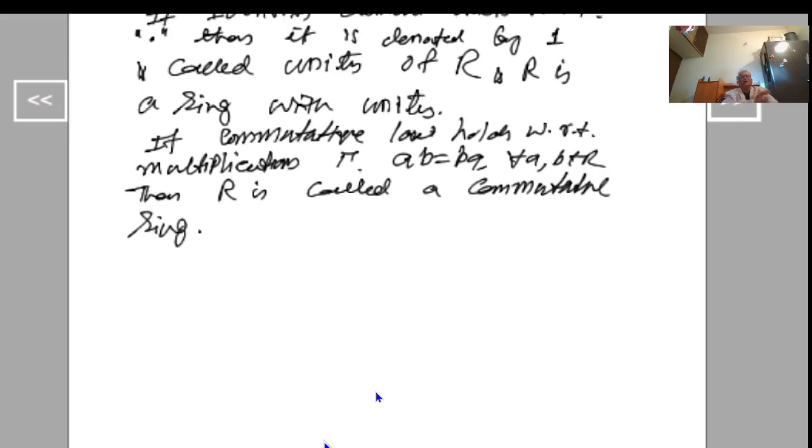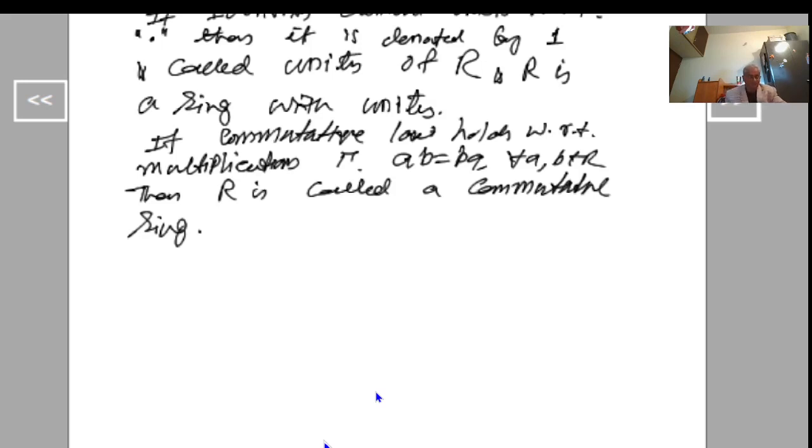Now here, in a ring, inverse with respect to multiplication need not be there. Inverse of each element with respect to multiplication need not exist. It is not included in the definition. Suppose an element A has the inverse with respect to multiplication, that is, the inverse of an element with respect to multiplication exists. Then you say that that element is invertible.